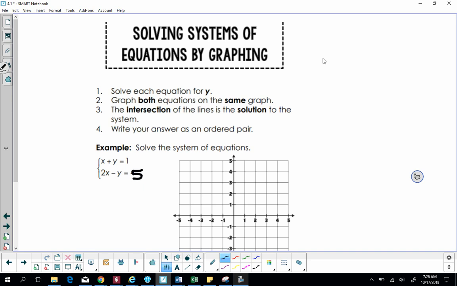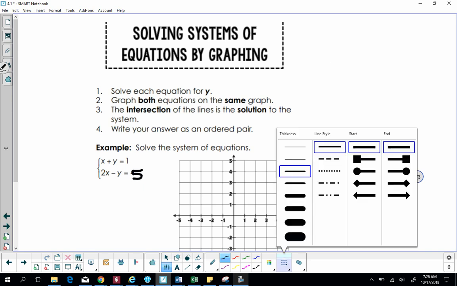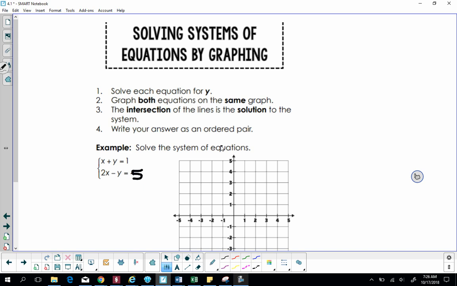All right, so the first thing we do is we solve each equation for y. So we can see this first one is in standard form. What letter do we always need to get by itself? Y, right? To get it in slope-intercept form. And so the invisible coefficient that goes next to x is what number? 1. So put that invisible 1 there.